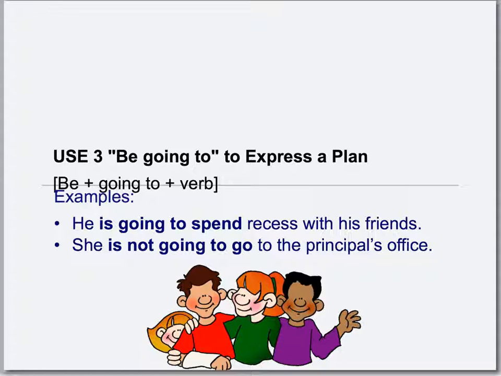She is not going to go to the principal's office. In this example, is, a form of the verb be, is negated by not and accompanied by going to and the verb go. Pause the video and practice on your assignment sheet now.